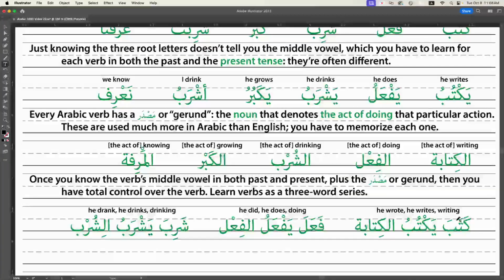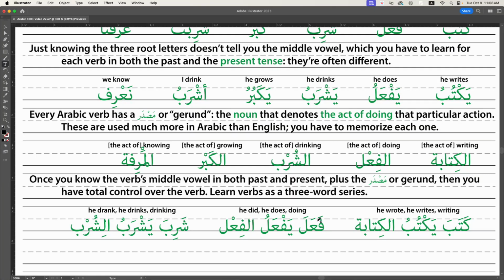It takes fatha in the past tense on its middle letter. It takes dhamma in the present tense on its middle letter. And its masdar form is al-kitab. Fa'ala means he did. Yaf'alu, he does. Al-fi'l, the act of doing.